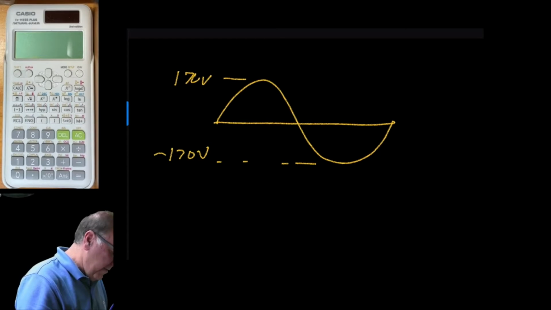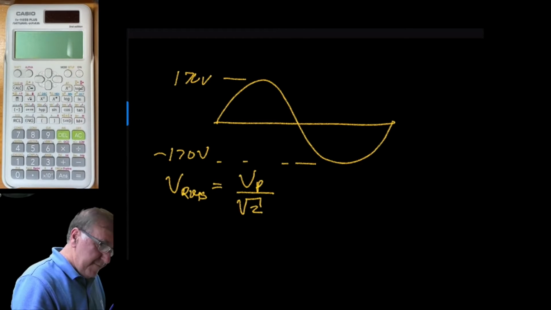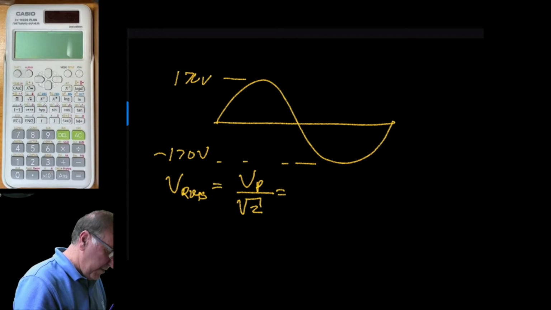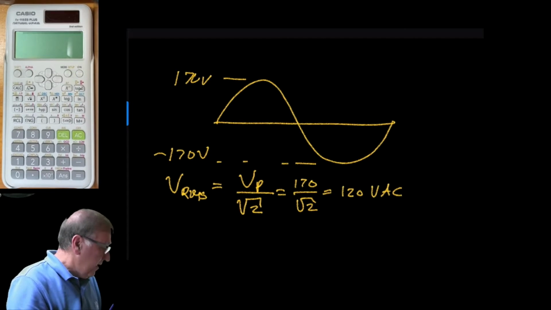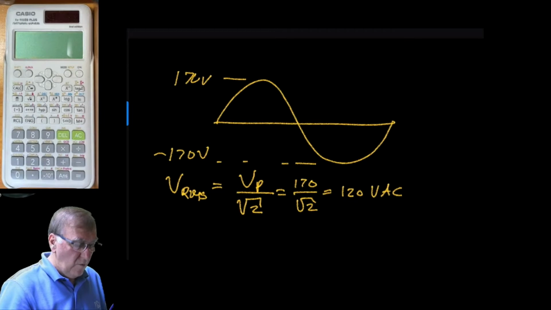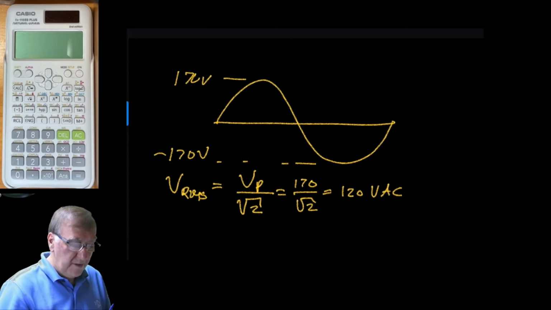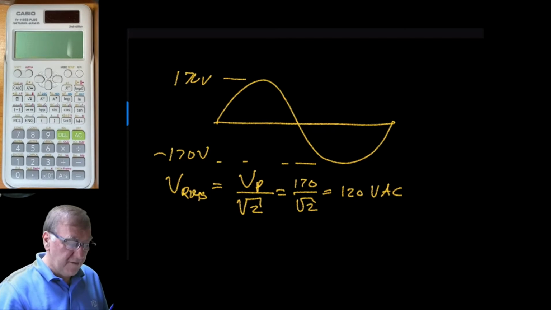So the equation for that is VRMS, root mean squared, equals VP, the peak voltage, over the square root of 2. And that equals 170 over the square root of 2, and that equals 120 volts AC. So this is your household voltage that you see. In another case, we could determine where the magic square root of 2 comes from, but we're going to need calculus for that, and that's not in today's discussion. For today, we only need to remember that the VRMS equals VP over the square root of 2.